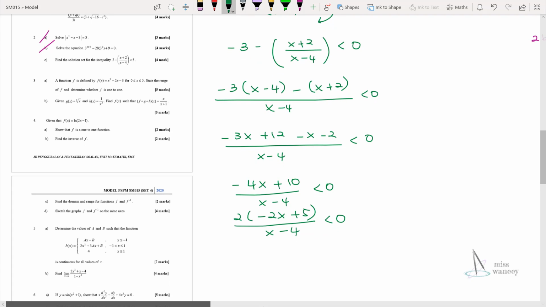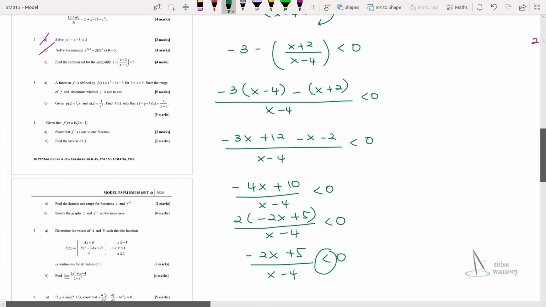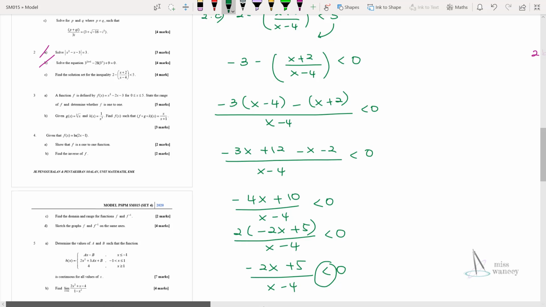Okay, so of course you can actually bring the 2 to the right hand side. So this is (-2x + 5)/(x - 4), and this is definitely less than 0. So if let's say you do factorize negative 2, so if we take out negative 2 and bring it to the right side, the inequality symbol must be flipped, because if you are dividing by some negative number, do make sure to flip the inequality sign. Okay, so now I already have them in the simplest form, so I want to do the number line for them.